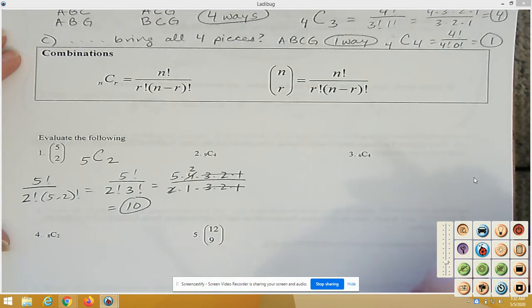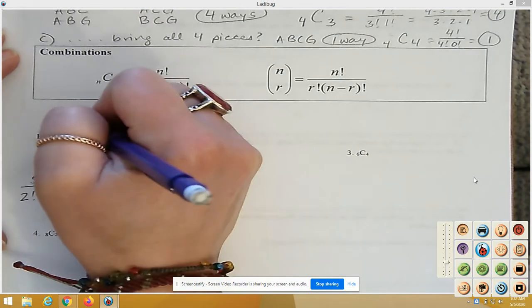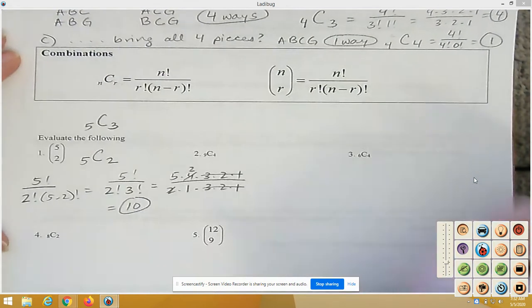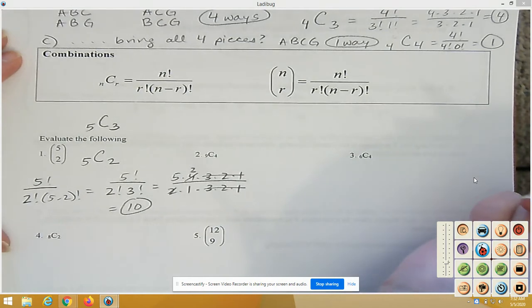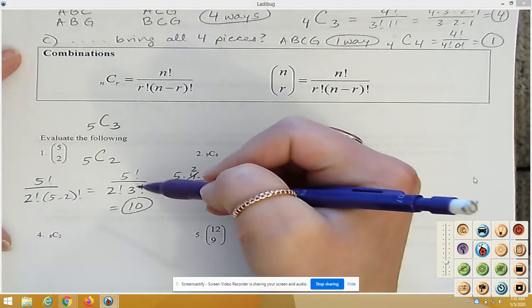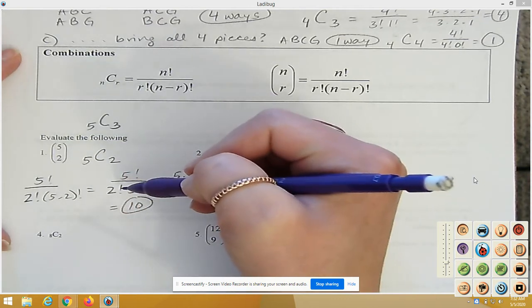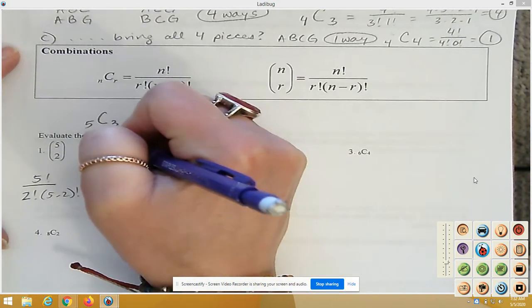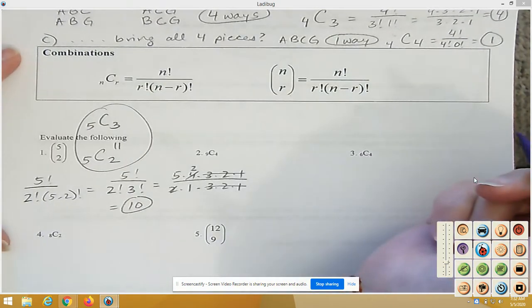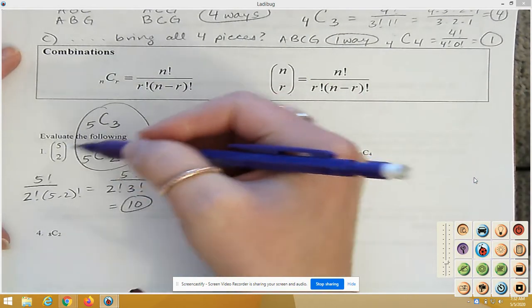My question to you is, is this any different than 5 choose 3, 5C3? And if you look, it's not, because then you would do 3 factorial, and then 5 minus 3 will give you the 2 factorial. So these are the same, they are equal, and you can see the notation this way or that way.